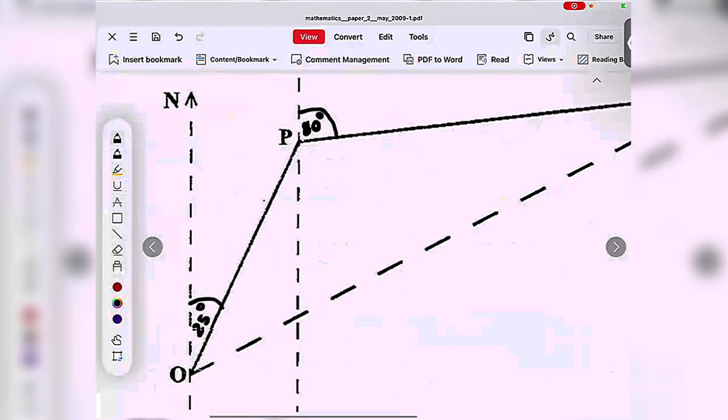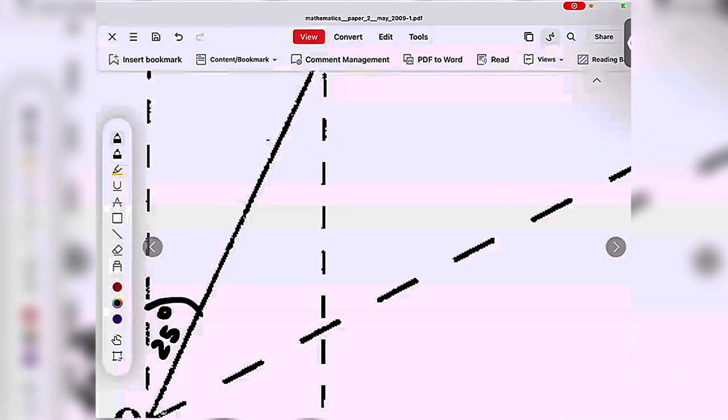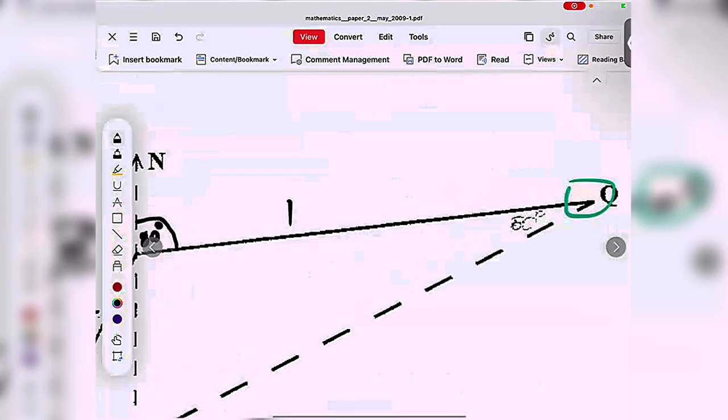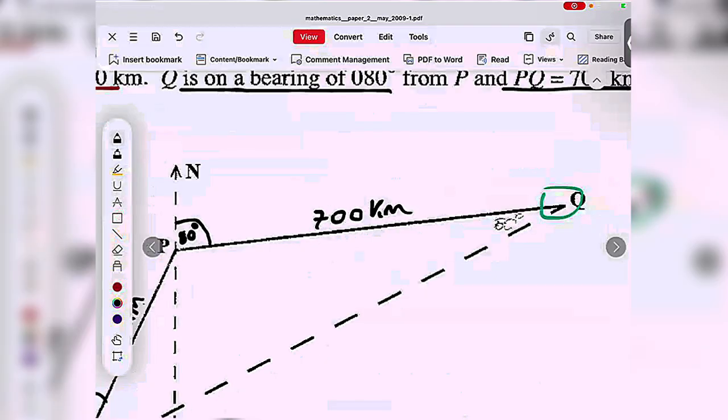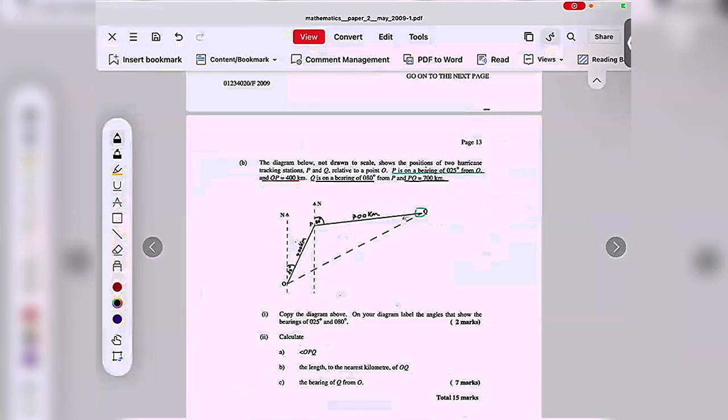All right. Oh, I forgot the 400. All right, good. Anything else they give us? So we deal with that part here already. 700 kilometers. Which one? PQ? Yeah. So this is 700 also. All right, lovely. So we have everything we need now.